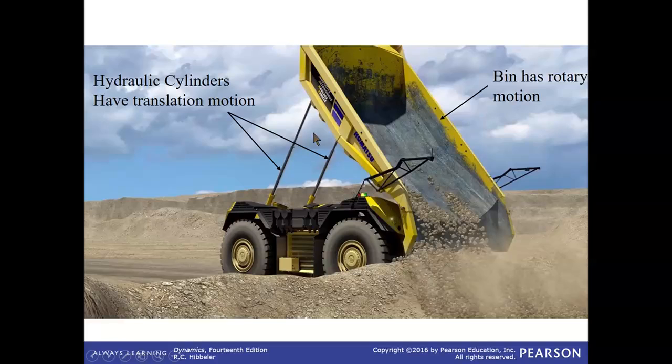So during the design of the truck, engineers need to establish the relation between the velocity of the hydraulic cylinder with the rotational velocity of the bin. And similarly, acceleration of hydraulic cylinder extension should be related with the angular acceleration of the bin. So how do they do it? Let's study that.